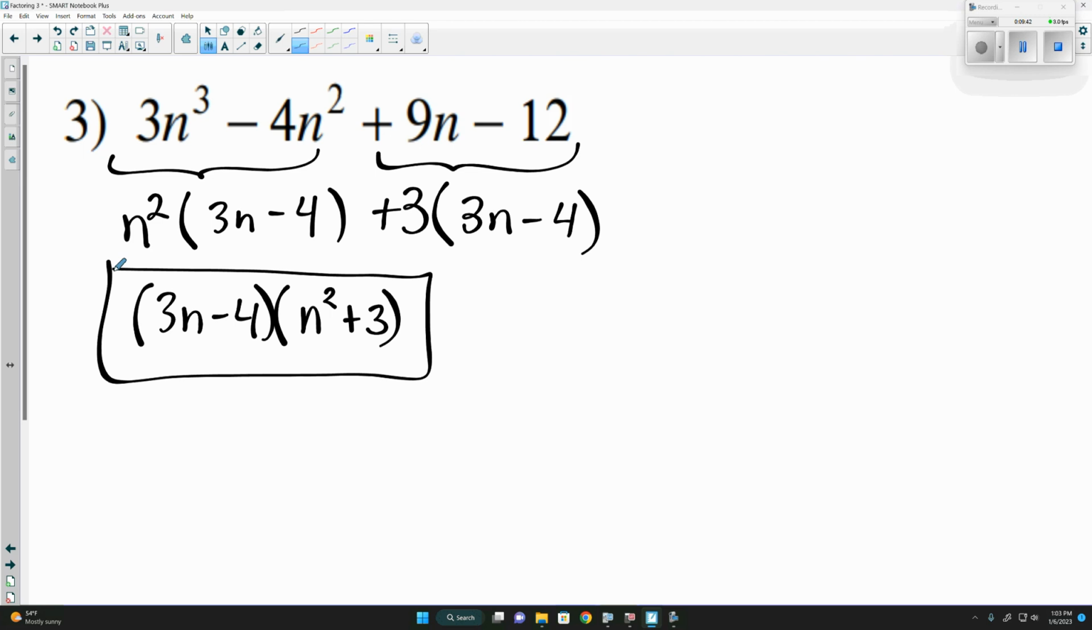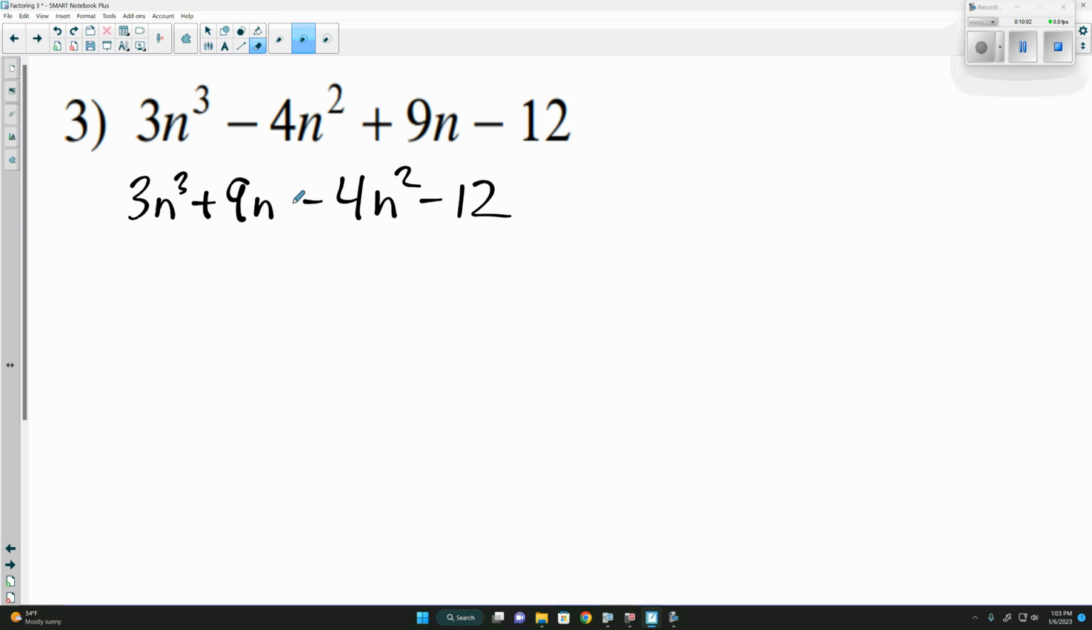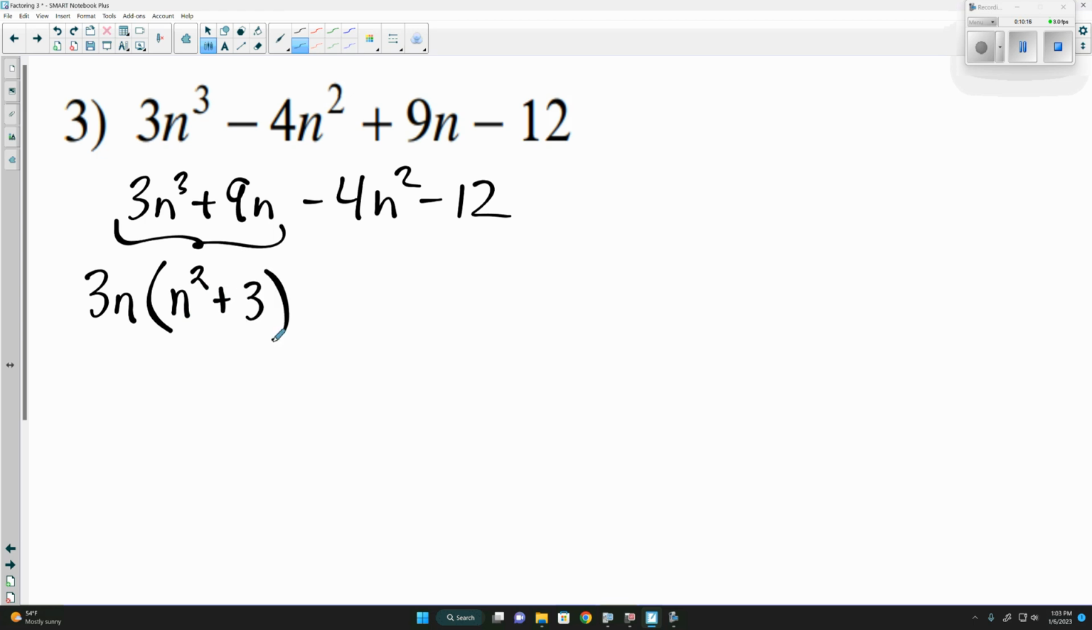Questions on this here? Now again, we can do this in any order that we want. So if I wanted to, we could say 3n cubed plus 9n squared minus 4n squared minus 12, because we could look at it like this here. Now the first two do have a greatest common factor of 3n squared. So that would leave us with n plus 3. Over here, we'll need n plus 3.